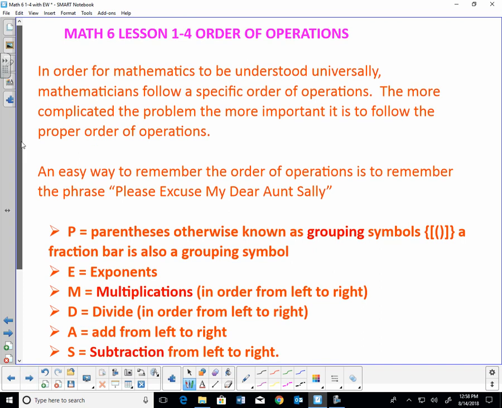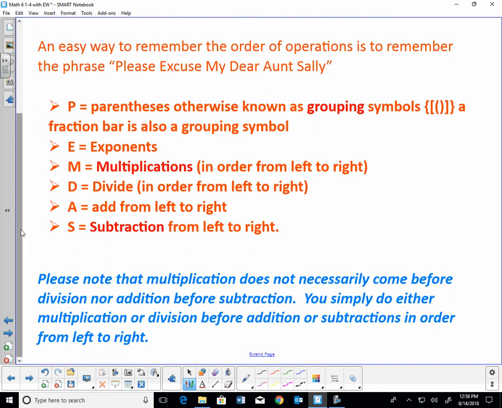P, please, stands for parentheses, otherwise known as grouping symbols. They are the little brackets and the bars and the parentheses that you may see. Sometimes they are called braces, brackets, and bars. A fraction bar is also considered to be a grouping symbol. E stands for exponents. That's things like 2 to the third, 5 to the second, etc. Those are exponents.